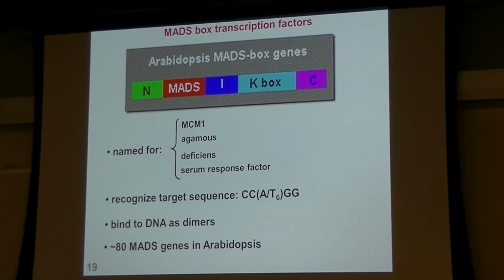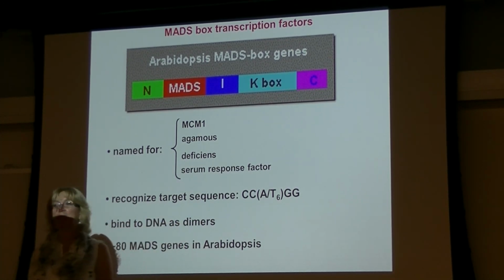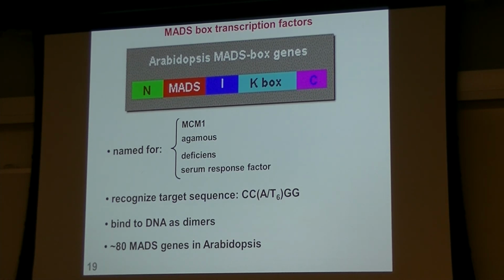So in addition to the MADS box, they also have another conserved region called the K box. And these things, being transcription factors, do bind to DNA. And in all, there's a lot of these genes in Arabidopsis, about 80 total. And a few of them, maybe 10 or so, are involved in the formation of flower structure.